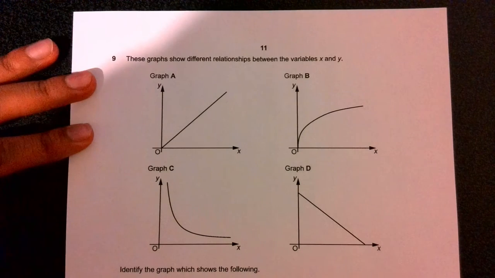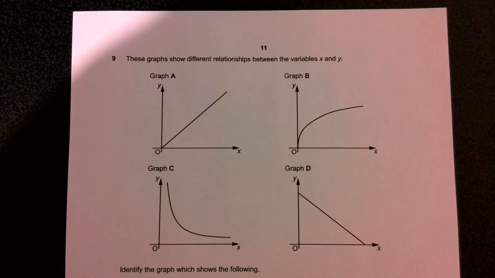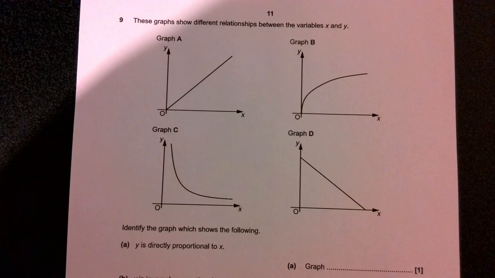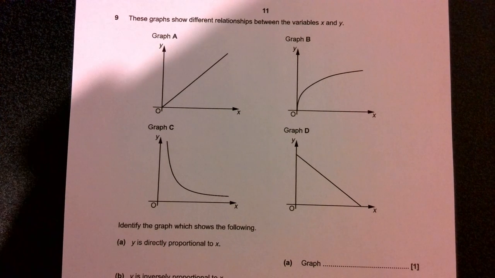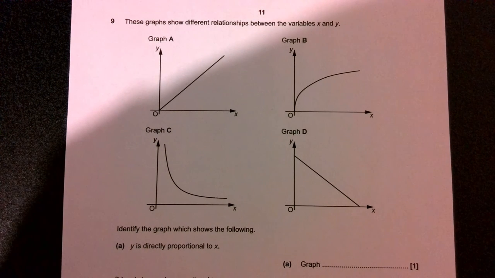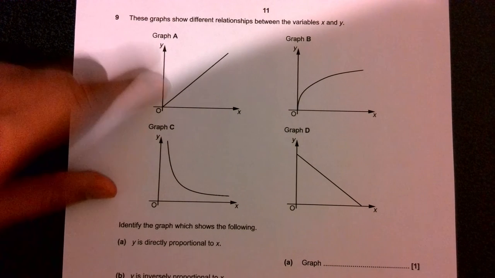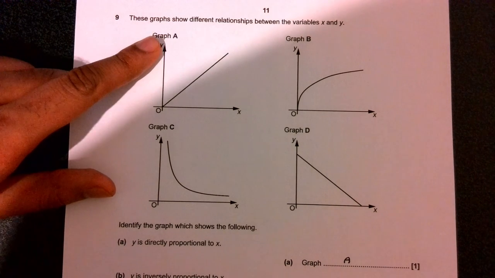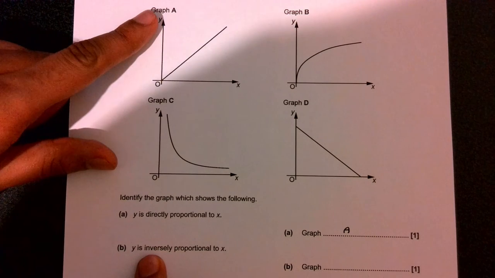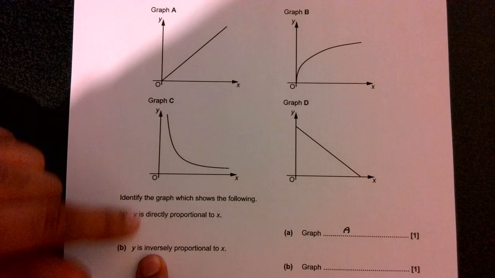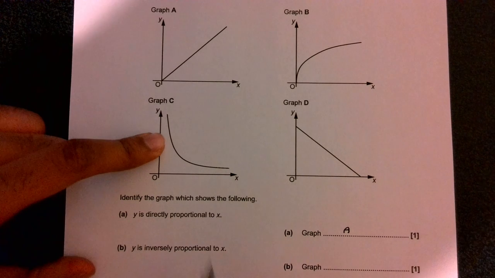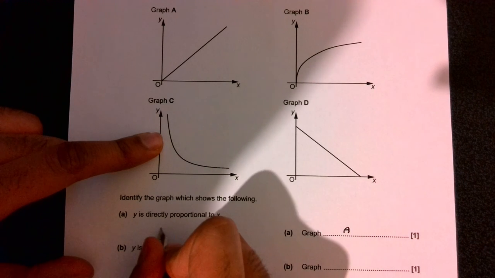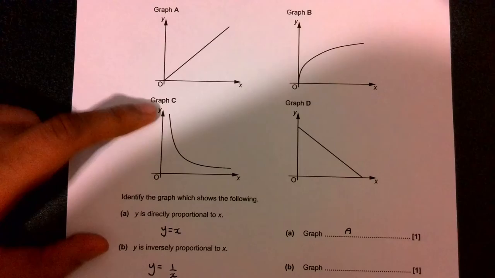Question 9. We have these graphs which show different relationships between the variables x and y, and we have to identify the graph which shows the following. So when y is directly proportional to x, we want a straight line which goes through the origin. That would be graph A. And when y is inversely proportional to x, well, that's the graph of y equals 1 over x. Of course, here we have y equals x, and that would be graph C.